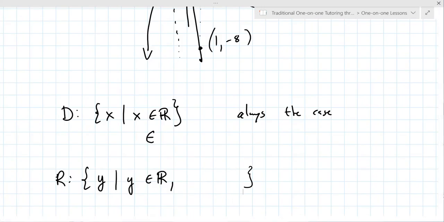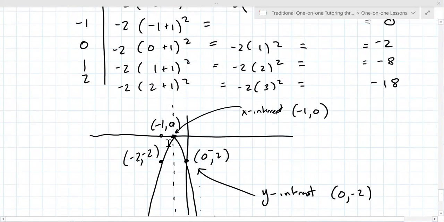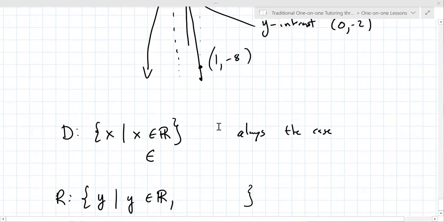The piece is based on the graph. So based on this, it's like, what's the smallest number or the largest number? And the largest number is zero. Man, that's kind of weird to think about. So it's y less than or equal to zero.